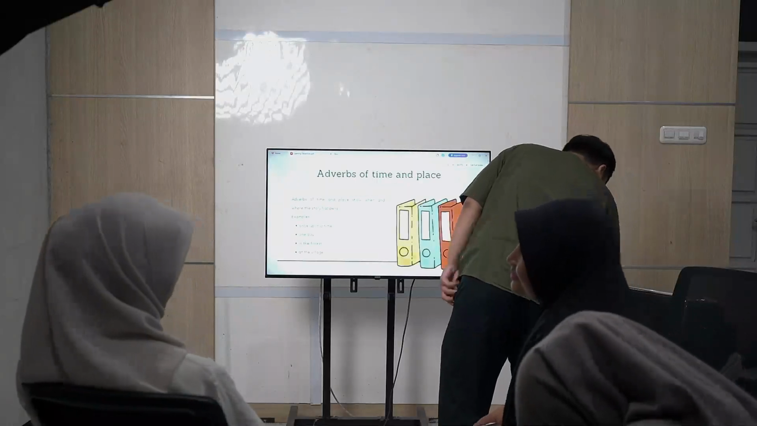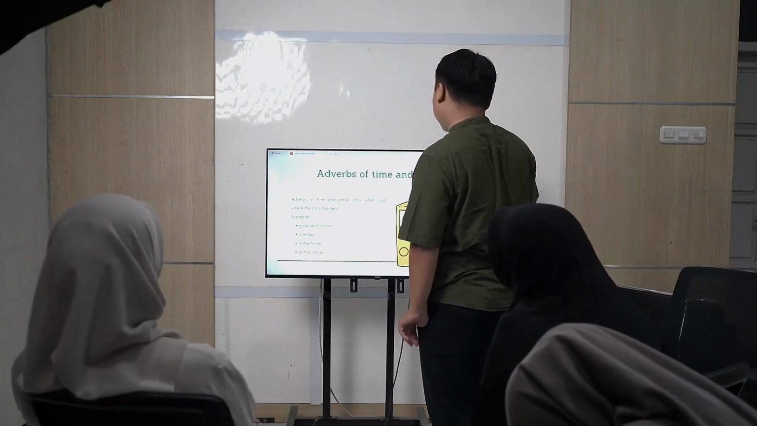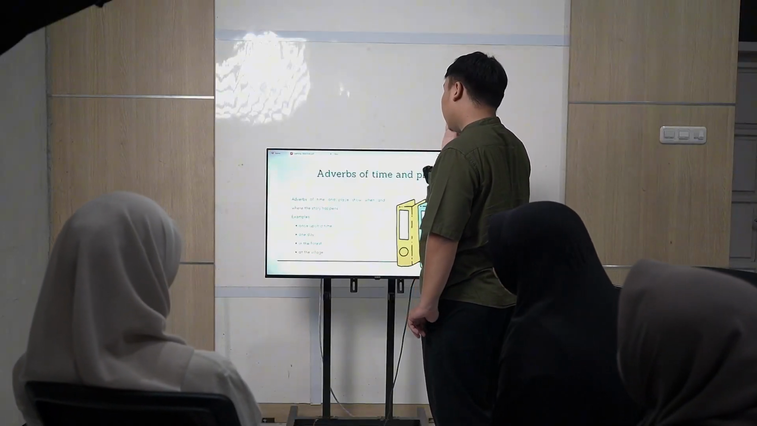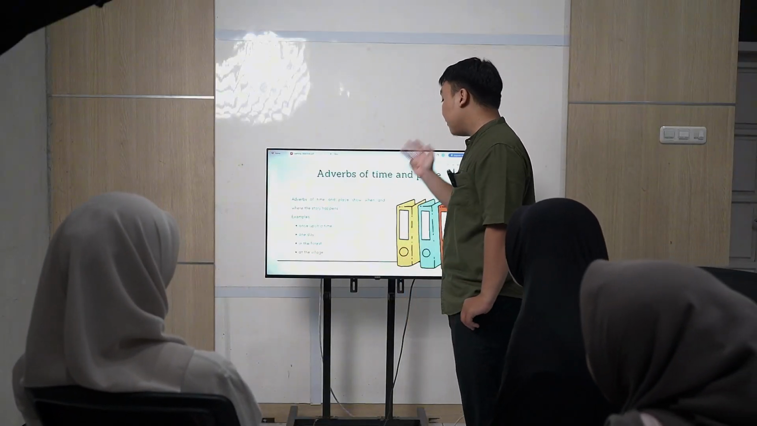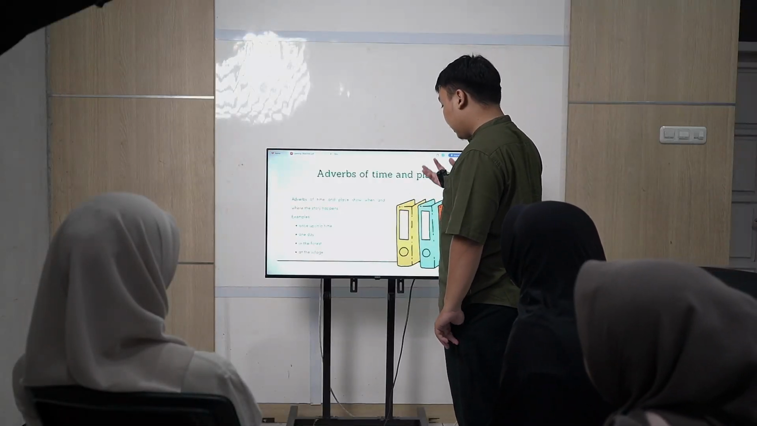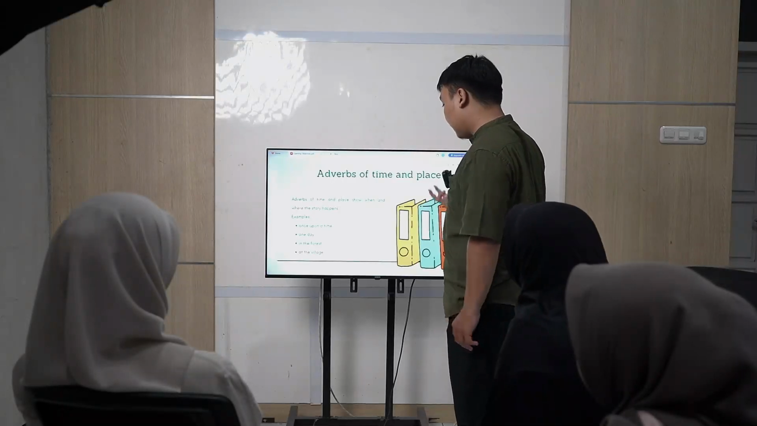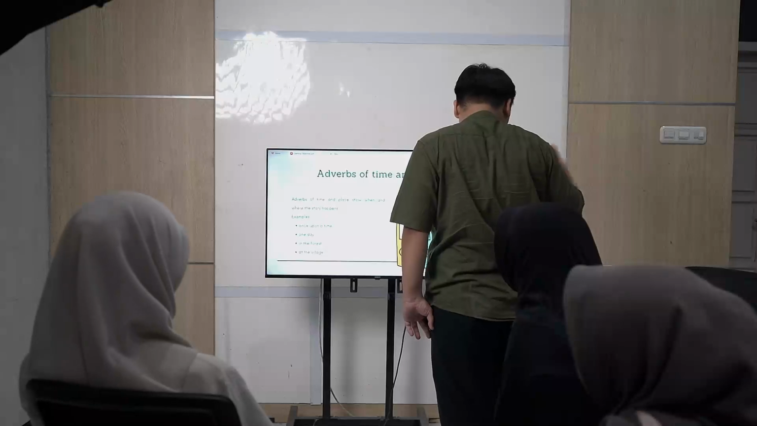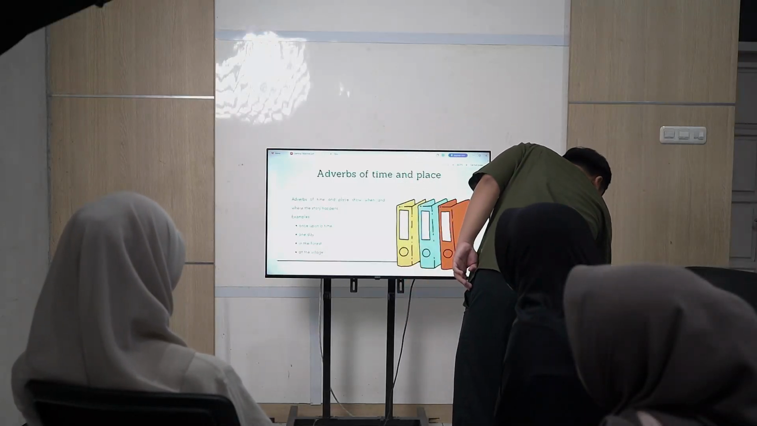So let's continue. We have the adverbs of time and place. These show when and where the story happened. It's basically like once upon a time, one day, in the forest, at the village, a long time ago, and other things. They are similar, and they usually appear at the start of the narrative text. And now we continue to the next lesson.